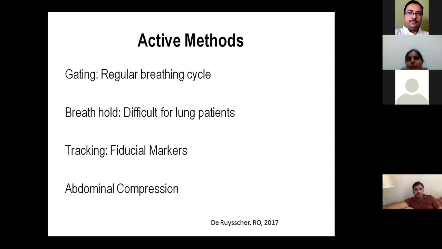Tracking is one of the techniques. It's more useful for small tumors wherein you're trying to do SBRT, but for large locally advanced lung tumors, might not be that cost effective. Abdominal compression is another method where you compress the abdomen so the breathing is dampened, and thereby the motion is dampened. So these are the different active methods, but see, the kind of tumors that you get in the clinic are very large, locally advanced, they're fixed to adjacent structures. So the motion itself might not be very large requiring these techniques, particularly in a locally advanced setting.